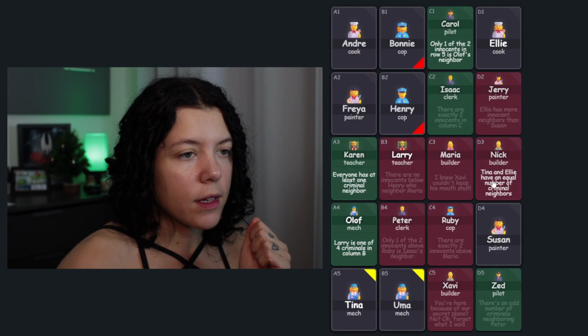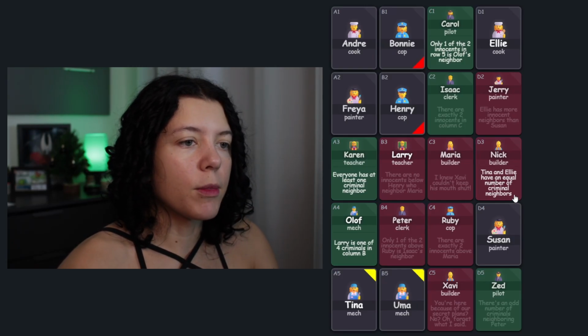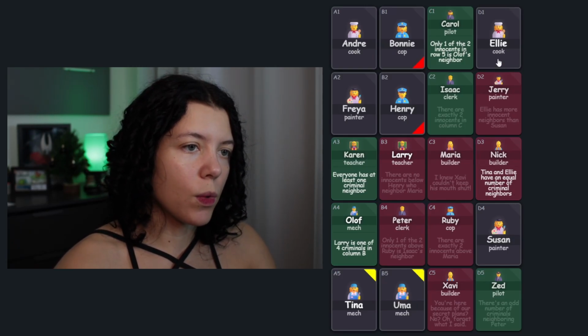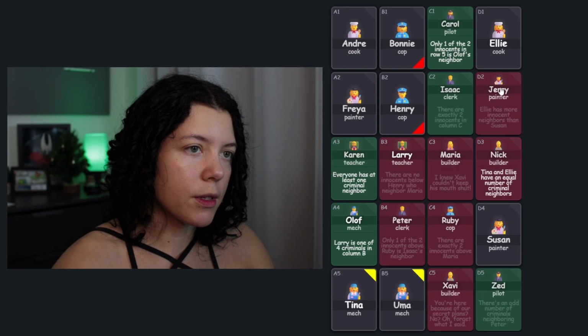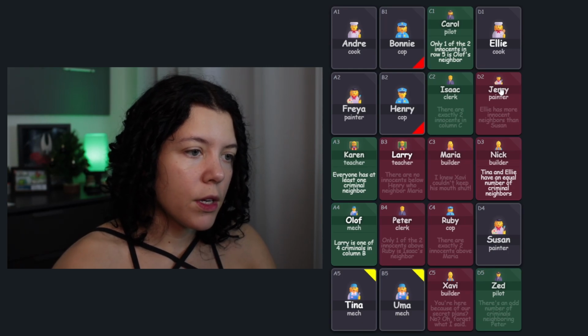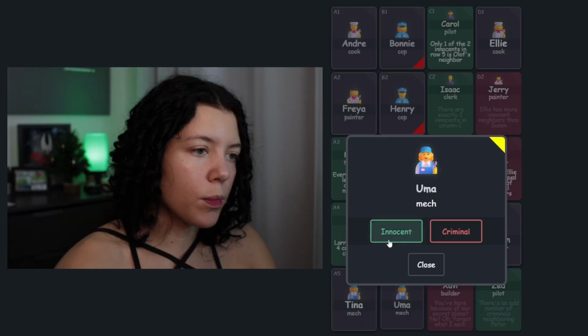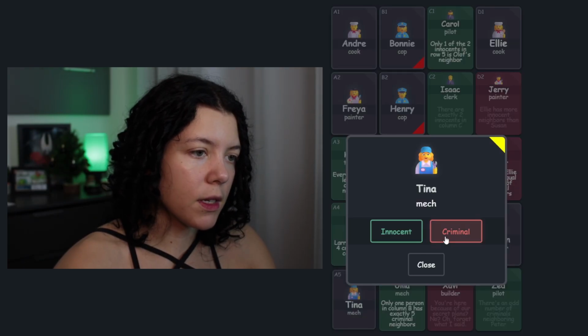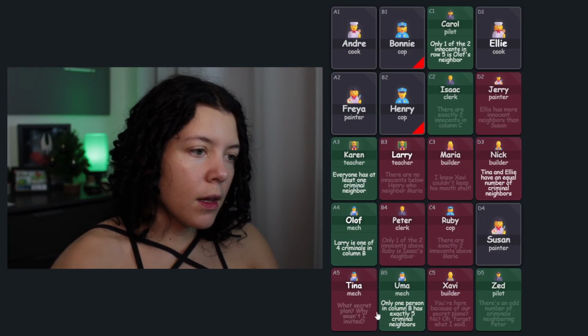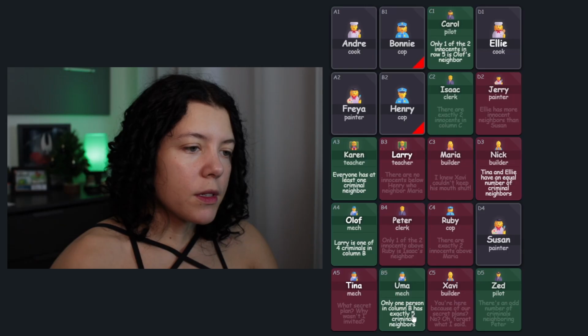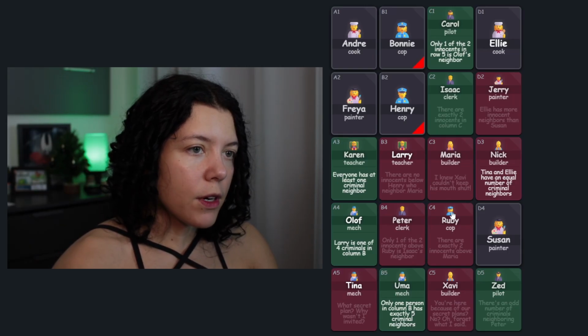And now Nick tells us that Tina and Ellie have an equal number of criminal neighbors. That's 1. Ellie has 1 criminal neighbor, and she couldn't have any more. So Tina only could have 1 as well. That's Peter, so Uma is an innocent, and because of Uma, Tina is a criminal. Now Uma tells us that only one person in column B has exactly 5 criminal neighbors.